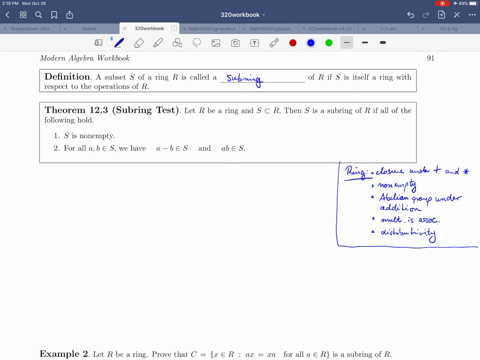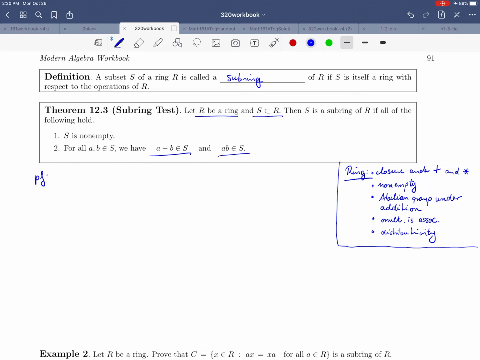And just as with groups, we had the one-step subgroup test. With subrings, we have theorem 12.3, which is a subring test. And that says that if we have a ring R and a subset S of R, then S is a subring of R if all of the following are true. Number 1, S is non-empty. Number 2, for all A and B in S, we have that A minus B is in S and A times B is an element in S.